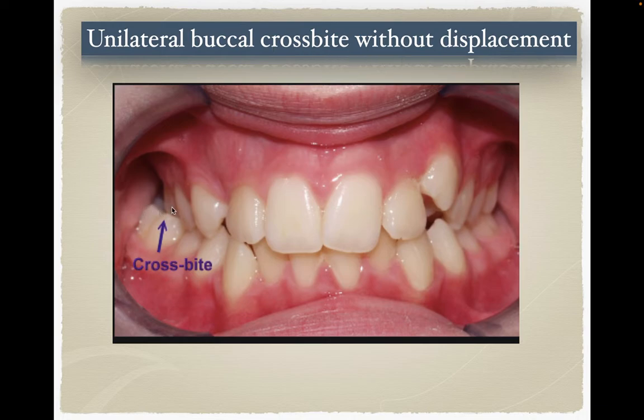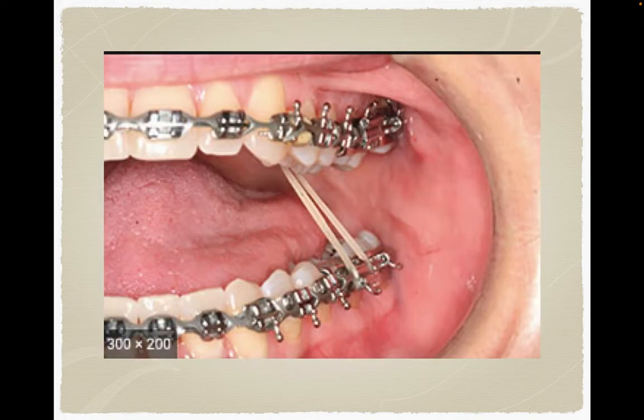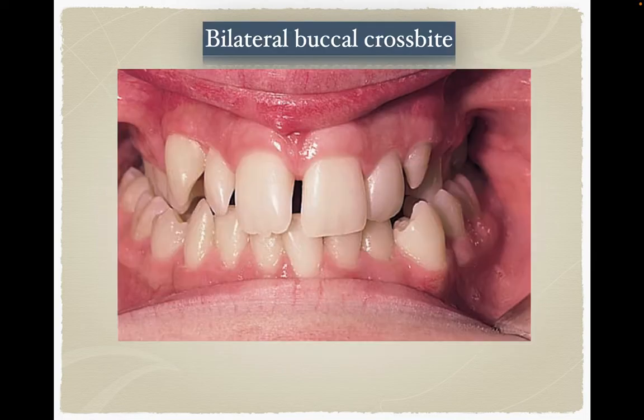So how to correct this crossbite? It's again, using here another example of unilateral buccal crossbite without displacement, using cross elastics and the arch wires, because that will not result in an effect on the other side.